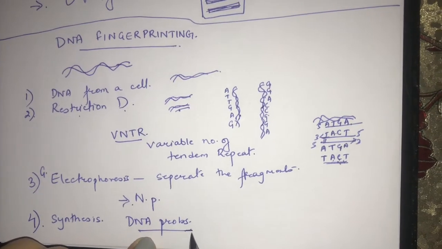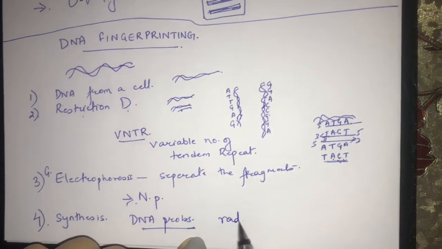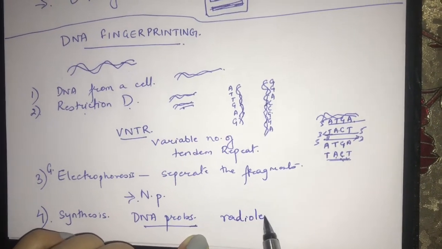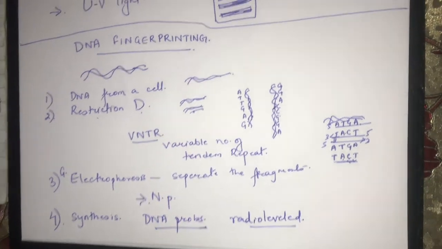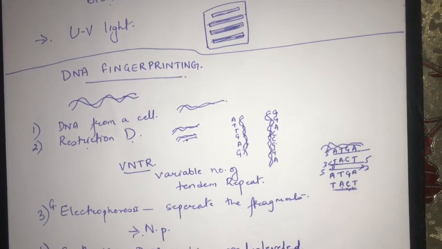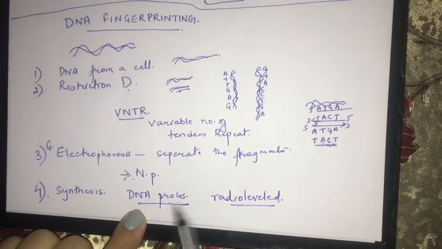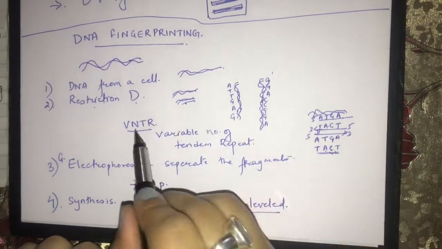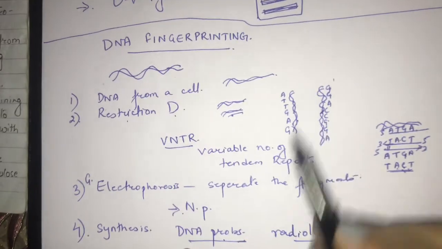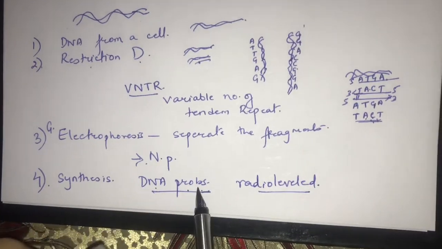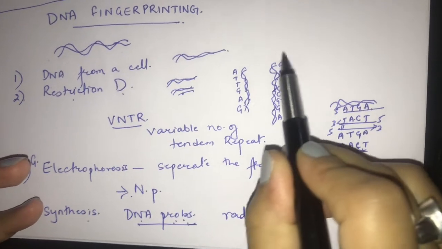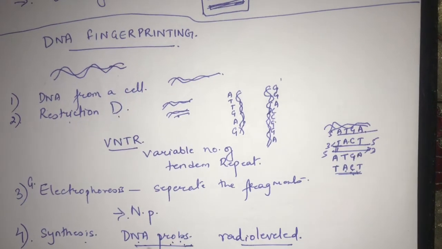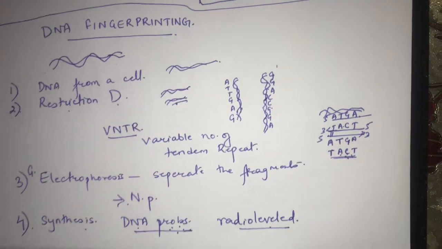And these DNA probes which are synthesized in the lab are radio labeled with radioisotopes. Now, why are they radio labeled? In order to hybridize the DNA probe that is synthesized in the lab with the DNA fragments already there, the DNA probe should be radio labeled with radioisotopes.